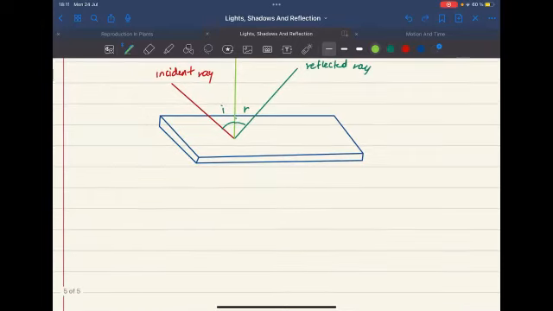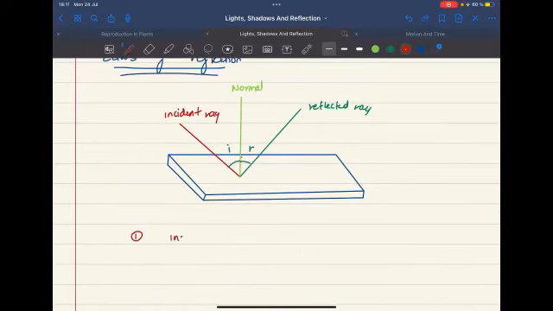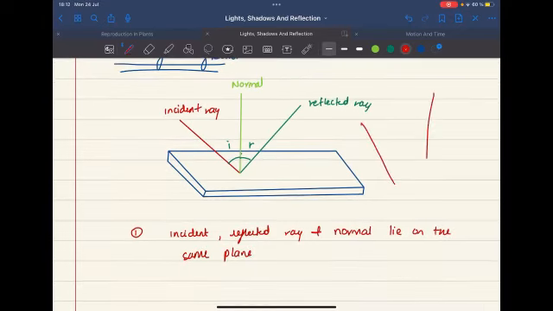The first law is that they lie on the same plane. This is the first rule or the first law. You can see that it's not like the incident ray is somewhere and the normal is somewhere else. It's not like that. It's all on the same single plane. It's happening all in one single plane. So it's the first law.